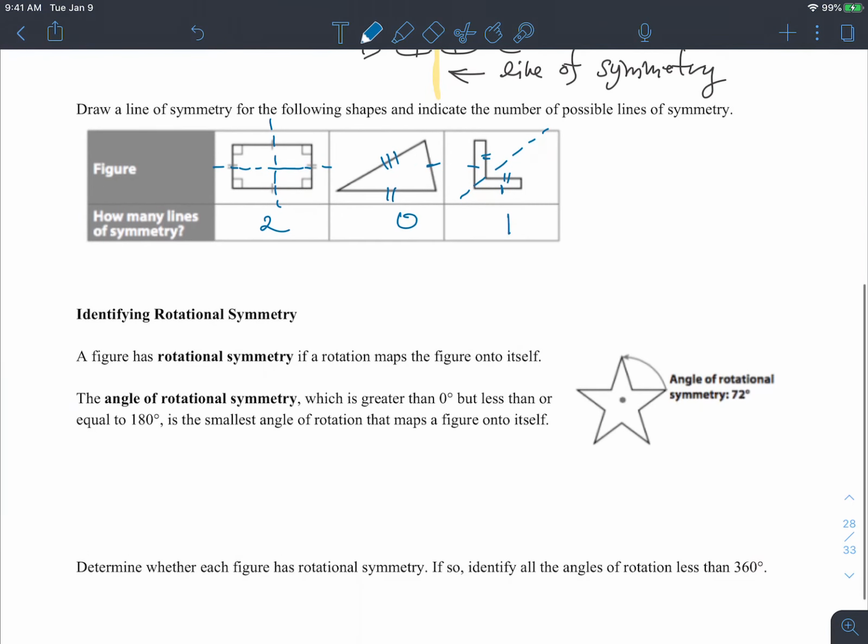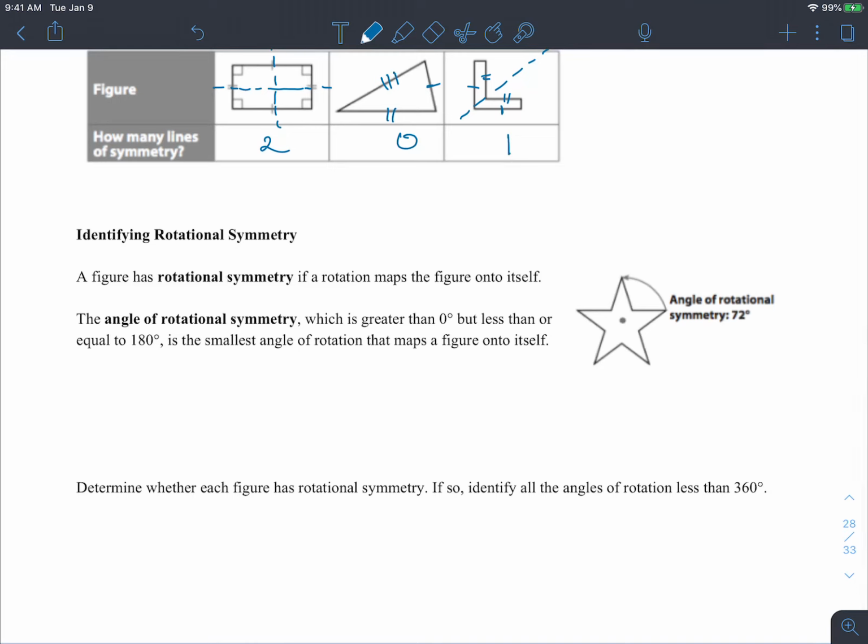So let's talk about rotational symmetry. There are different kinds of symmetry. The one was line symmetry, and we're going to identify the rotational symmetry over here. A figure has rotational symmetry if the rotation maps the figure onto itself. So if you rotate this star this much, this point becomes this point, that point becomes this, that point becomes this, that becomes that, and everything will look exactly the same.